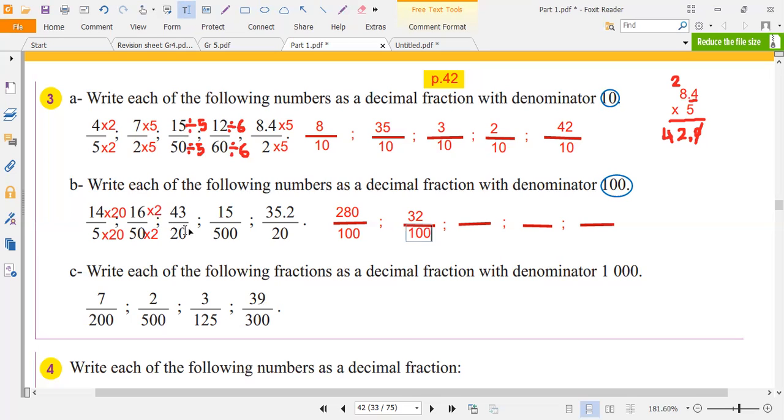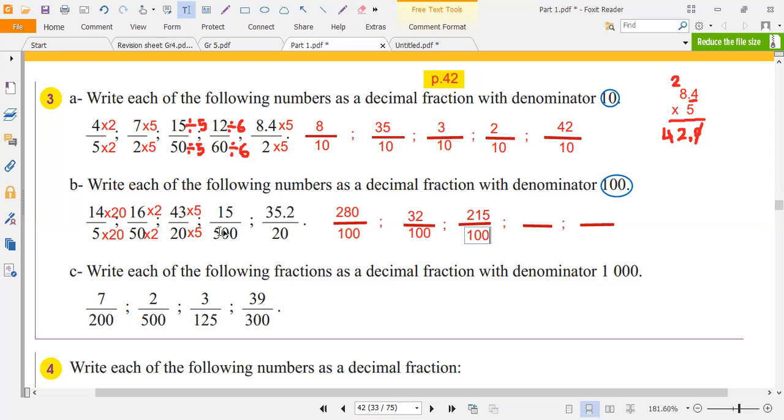Now we have a 20. 20 times what is equal to 100? We know that 2 times 5 is equal to 10, and we have a 0, so we have to multiply this fraction by 5. 43 times 5 is equal to 215. 20 times 5 is equal to 100.